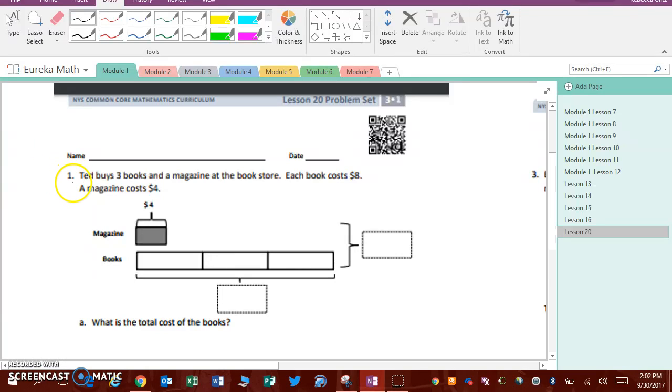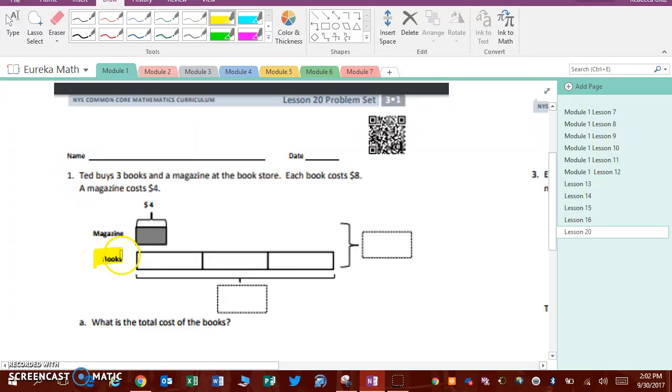Alright, so number 1 says Ted buys 3 books and a magazine at the bookstore. Notice they've got the books, magazine. Okay, that's where we get our 2 separate tape diagrams. All right, each book costs $8. A magazine costs $4. So there's a lot going on in this problem. We need to keep it all straight.